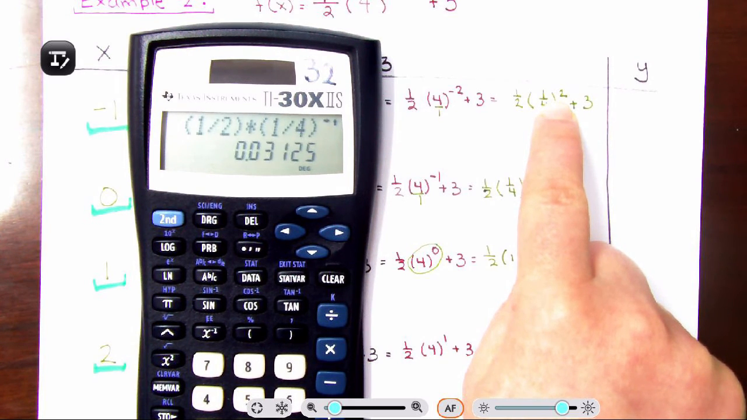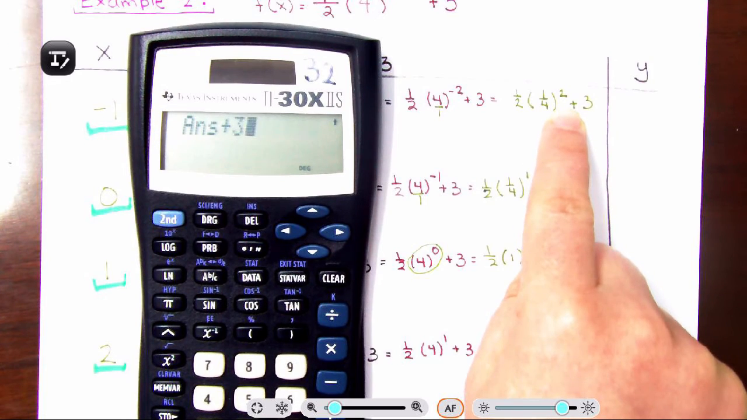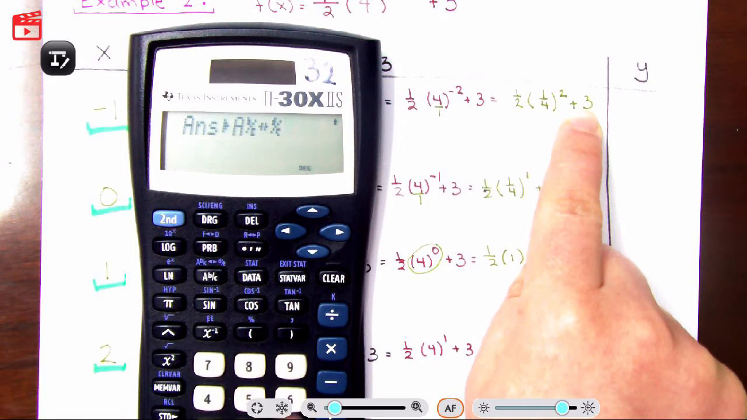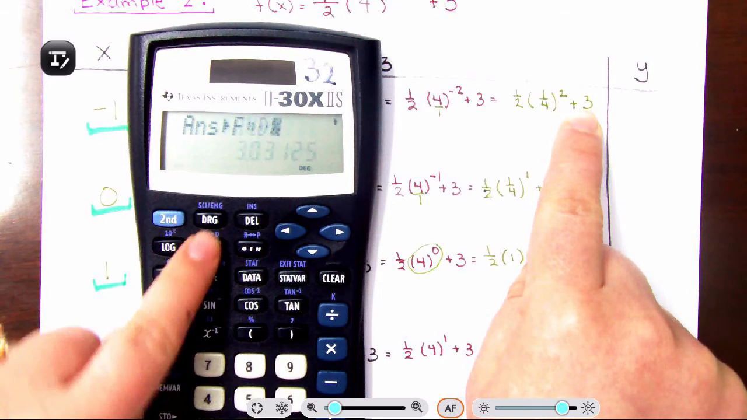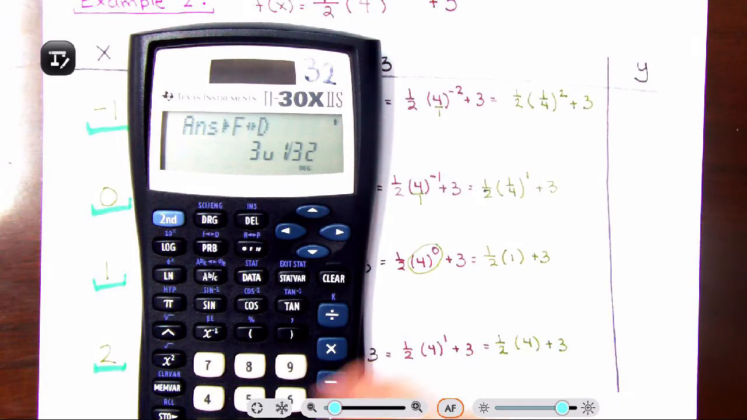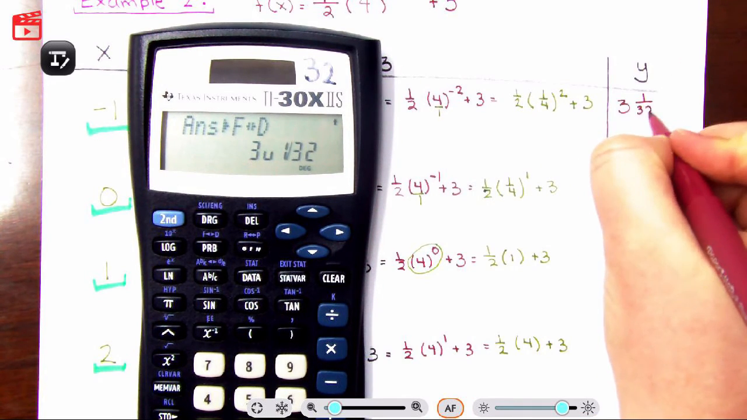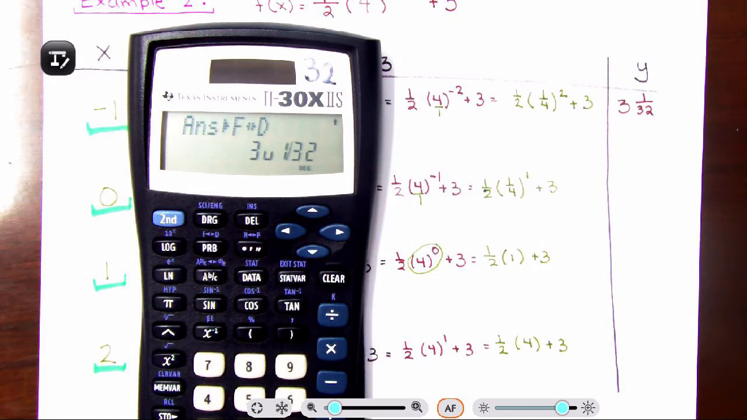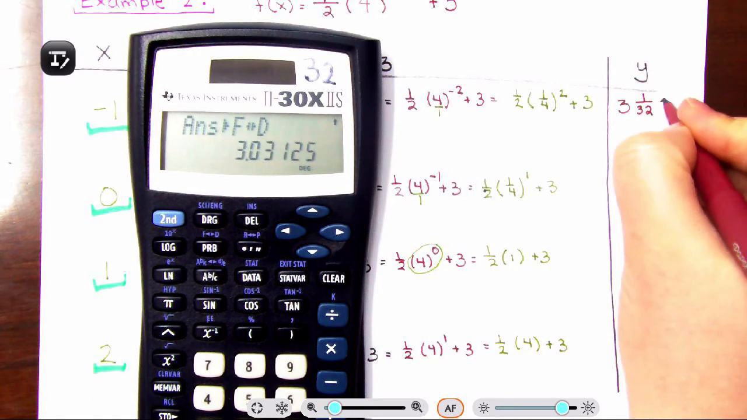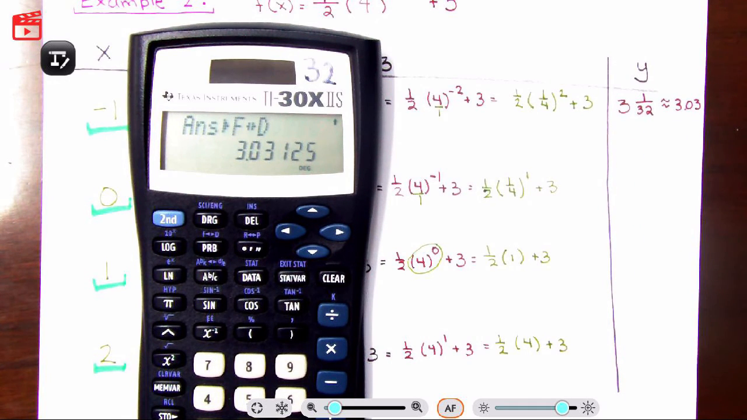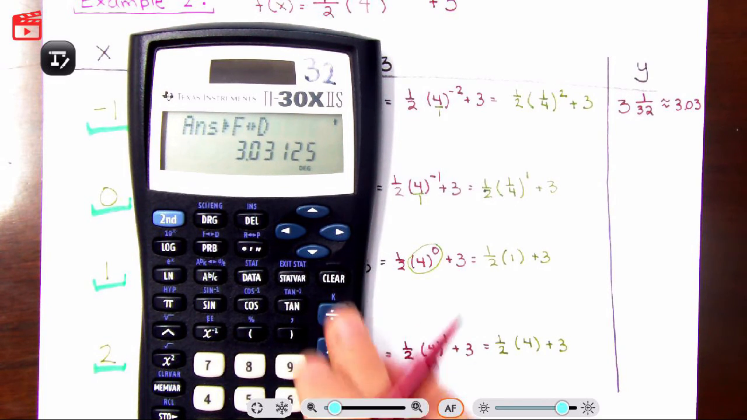That gives me a decimal. I'm going to add 3 to that. And then I'm going to convert to a fraction. Ooh, wrong one. There it is. So this gives me 3 1/32. Now I am okay if you give me a decimal. Because you are graphing this, I am okay if you give me a decimal. For me personally, decimals are easier to graph than fractions.